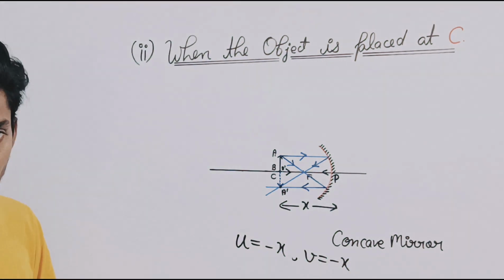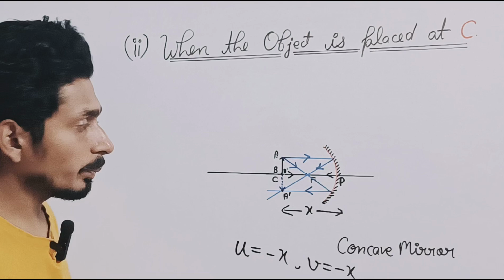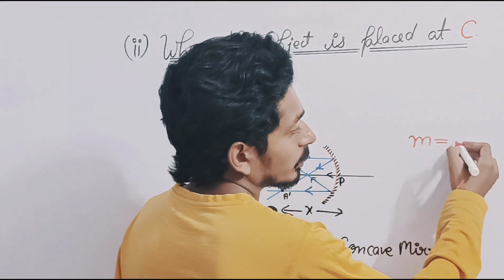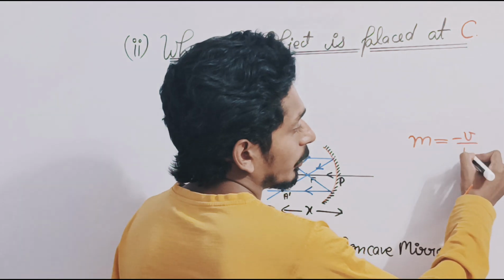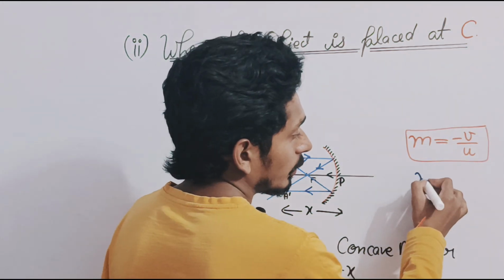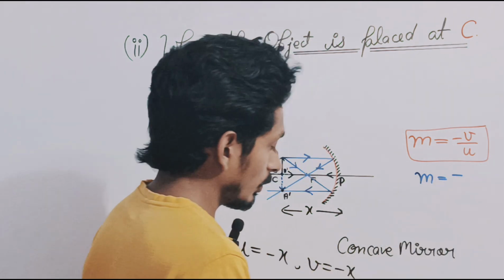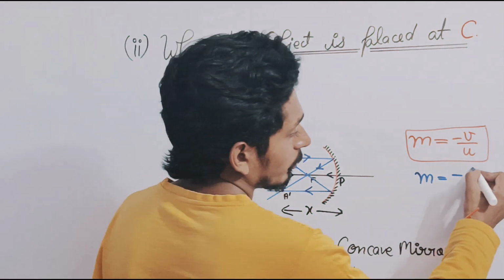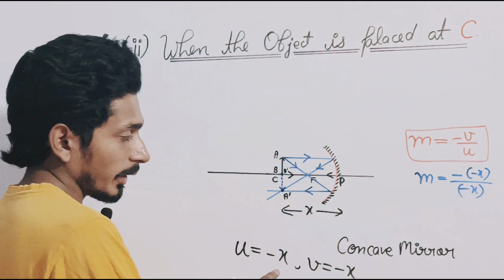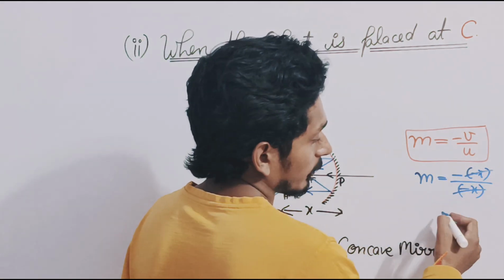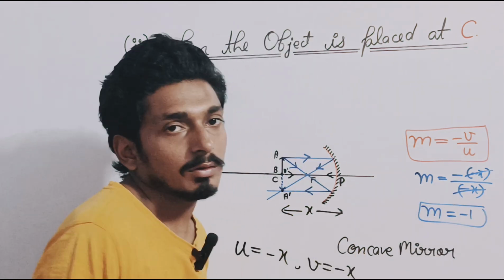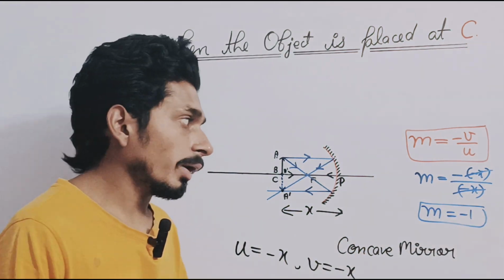Yes or no? So we know the magnification m equals minus v upon u. So m equals minus, put the value of v, that is minus x, and also put the value of u, that is also minus x. Minus x cancels with minus x, so m equals minus 1. So our magnification is minus 1.